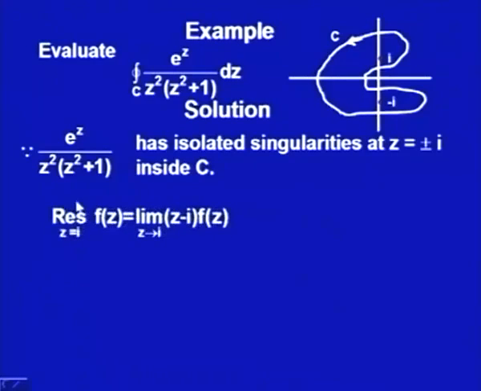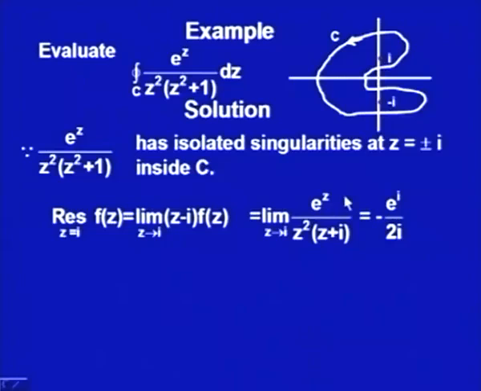First find the residue at z is equal to I. Again we are going to use the first method: residue at any point z naught of f z is the limit as z approaches z naught of z minus z naught into f z. Here z naught is I. So this would be the limit as z approaches I of z minus I into f z. We could rewrite f z as e to the power z upon z square into z minus I and z plus I. When we multiply by z minus I, what remains is e to the power z upon z square into z plus I. We have to find its limit as z approaches I.